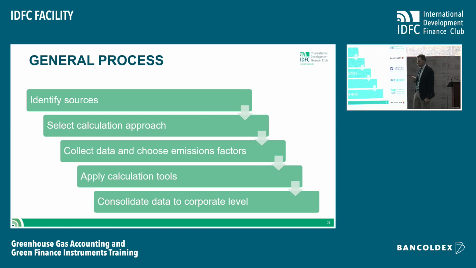So the general process of data collection is the following. First, we identify the sources. We look around at what is using energy, what is using water, where we have refrigerants, and so on. Second, we select the calculation approach, which standard we want to follow. We collect the data, we choose emission factors, we always write down the sources of emission factors and so on, references. Of course, there are factors provided on different levels. I will be talking a little bit more later on. We apply the calculation and consolidate the data into a report.